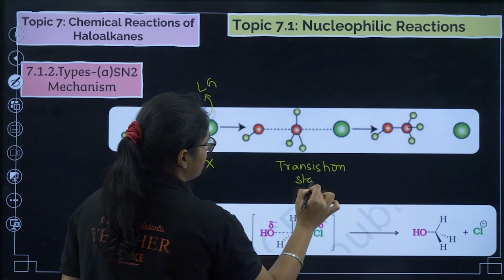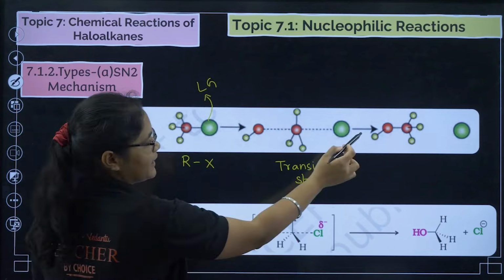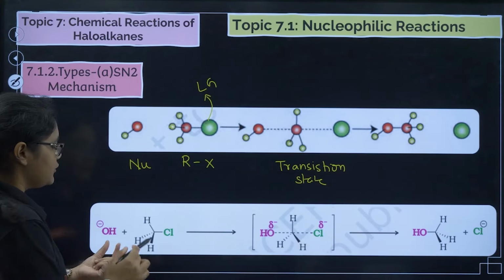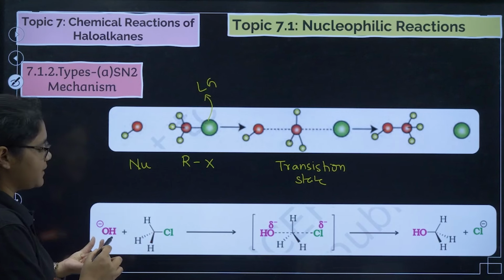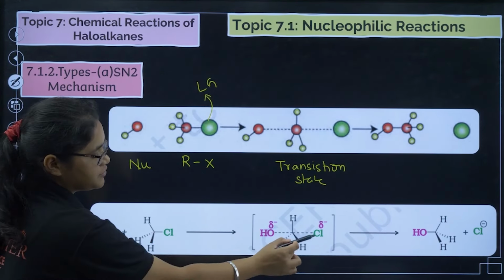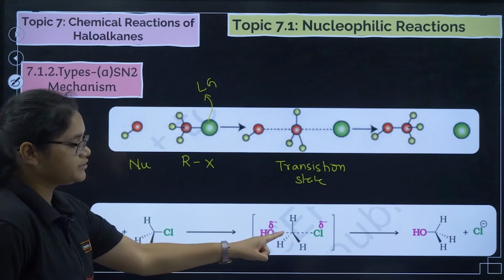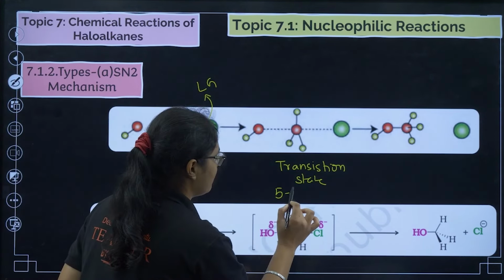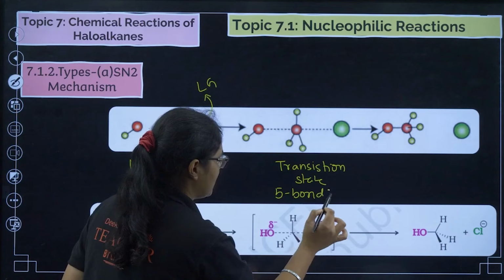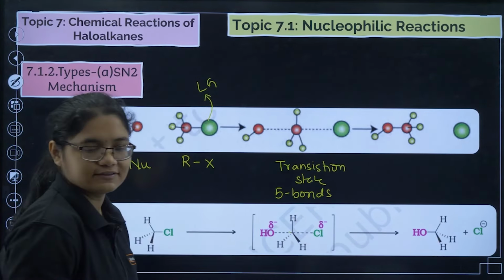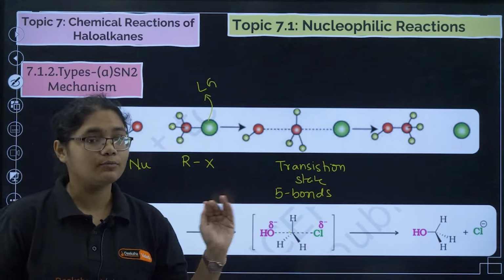Then you find the nucleophile has attached and the leaving group has left. For example, you have CH3Cl, and OH minus is attacking. OH minus will attack from the back side, so a transition state is formed here. At the transition state, you can see carbon is having 5 bonds. This is also an important point. Then this bond will form, this bond will break, so you will get a compound like this. This is called SN2 mechanism.